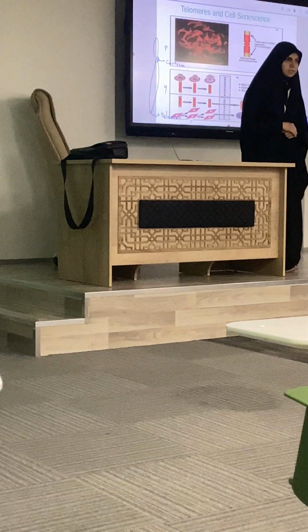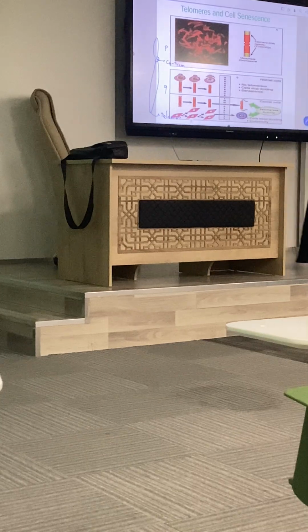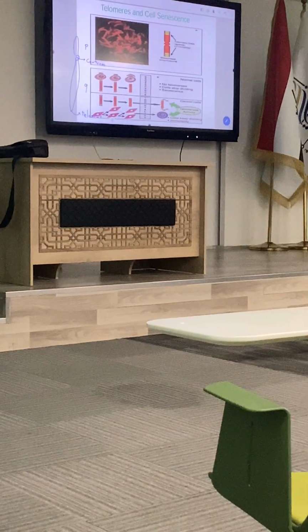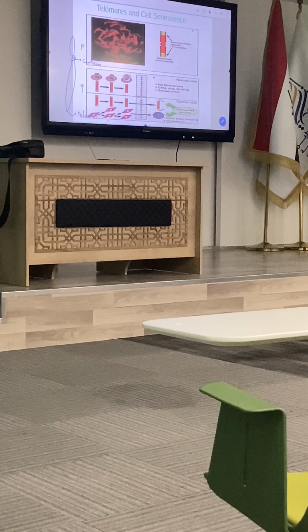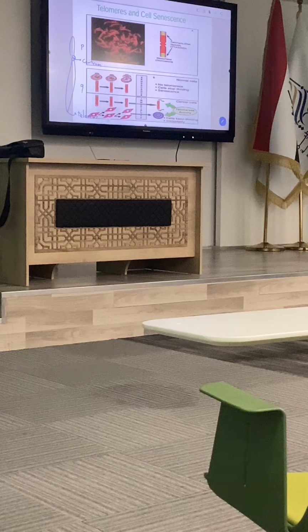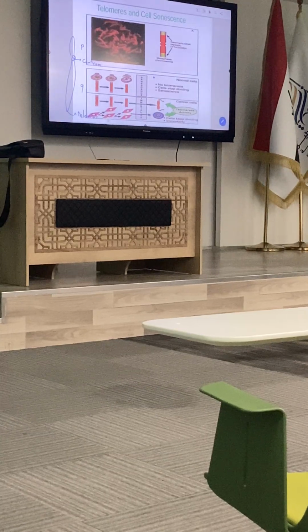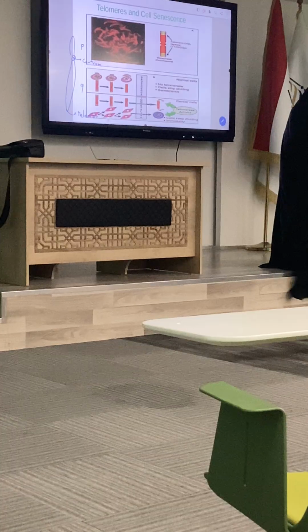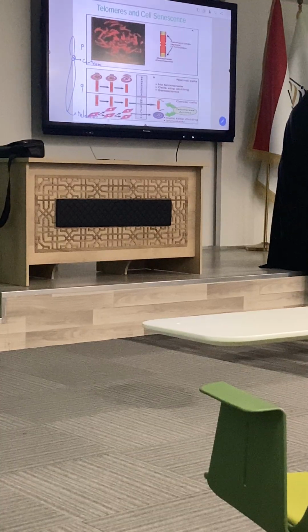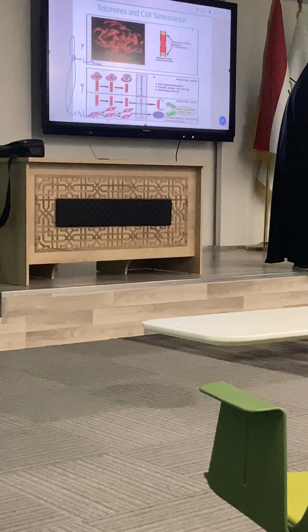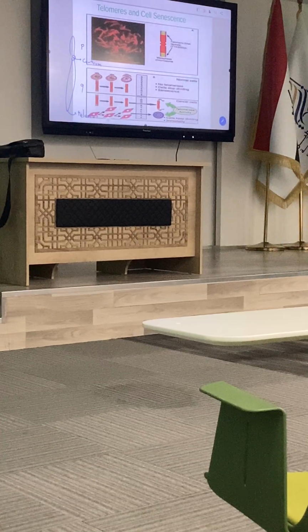In a normal cell, when the cell divides and divides, after a while the telomeres will be smaller and smaller. For example, after 30 or 40 divisions, the cell would be old and not suitable for dividing. That causes us to get older.